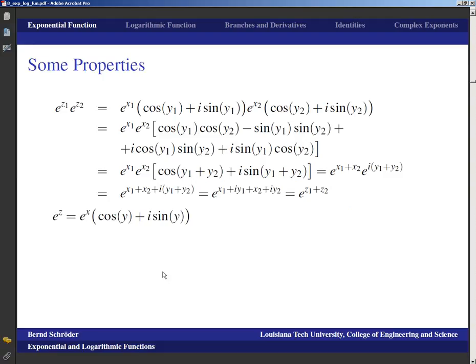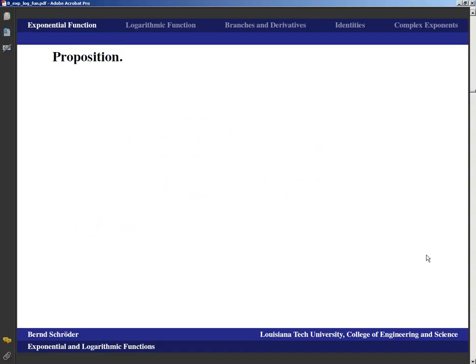E to the z itself is e to the x times cosine y plus I sine y. Well, e to the x is never 0, and cosine y and sine y don't have any common zeros, and that means this thing is not equal to 0 for all z in C. And e to the z plus 2 pi I, well, remember that cosine and sine are 2 pi periodic, which means that this is e to the z times e to the 2 pi I, and that's just e to the z, because e to the 2 pi I is 1. That's one full rotation around the origin.